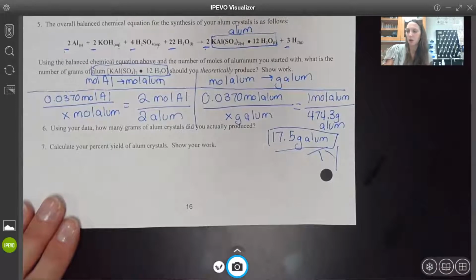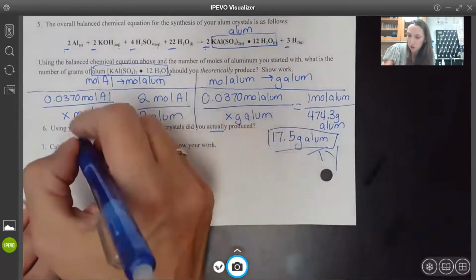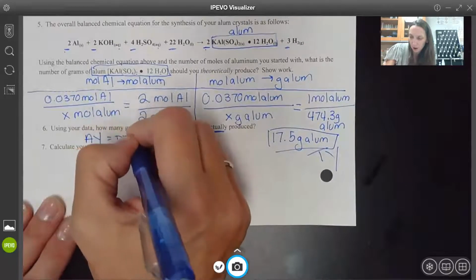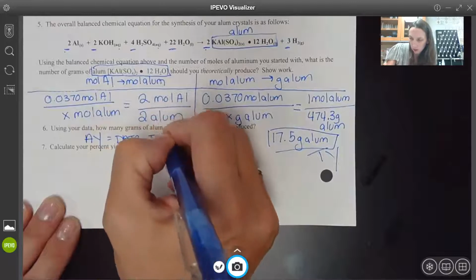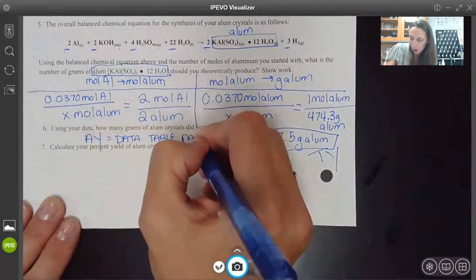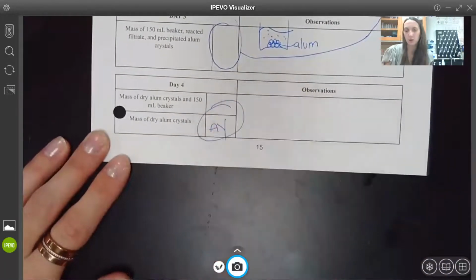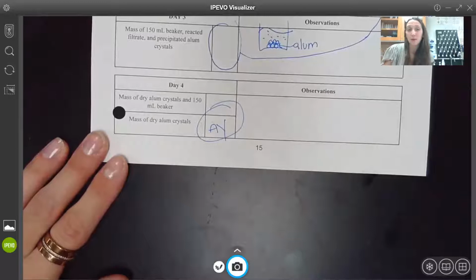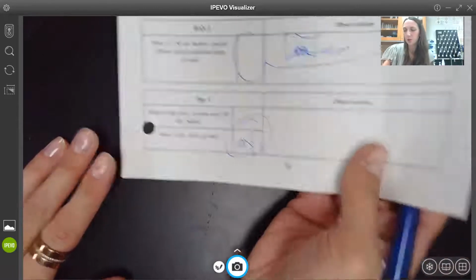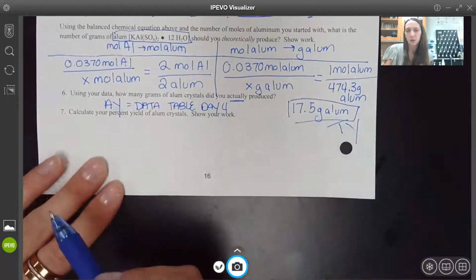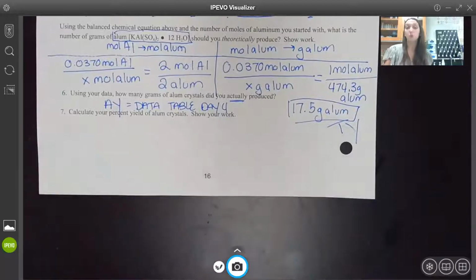paper. What you actually produced, or your actual yield, you need to look at your data table on day 4. What you actually produced is right here. That's your actual yield. You actually produced that amount in lab with your group members. So we just need to pull that number once you subtract the beaker properly over here. That's your actual yield. Your actual yield is probably below your theoretical yield.